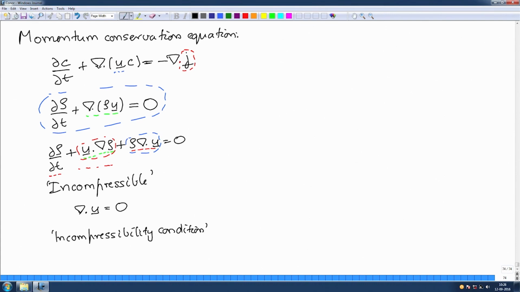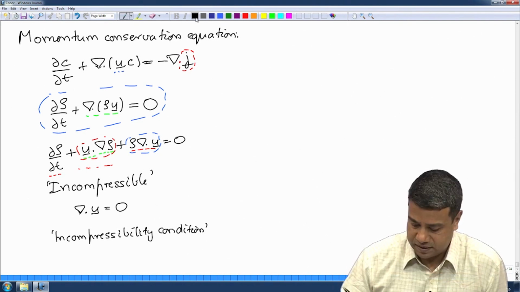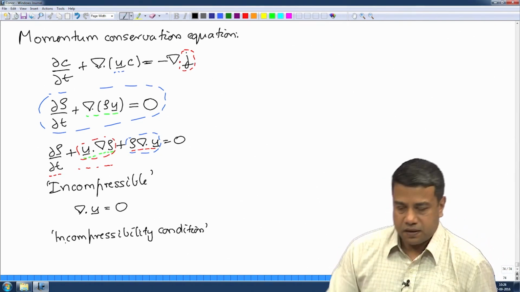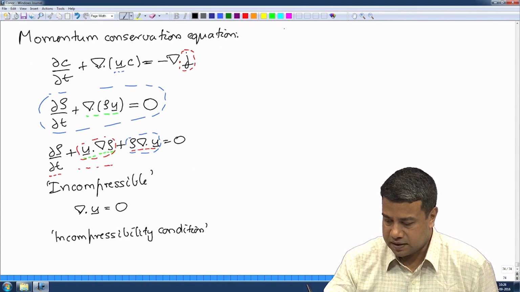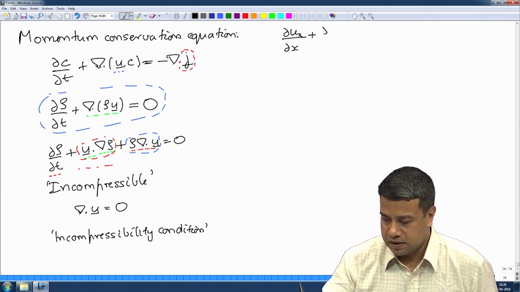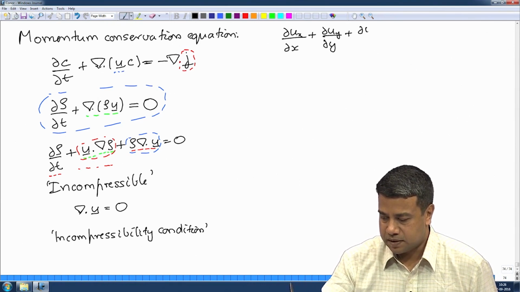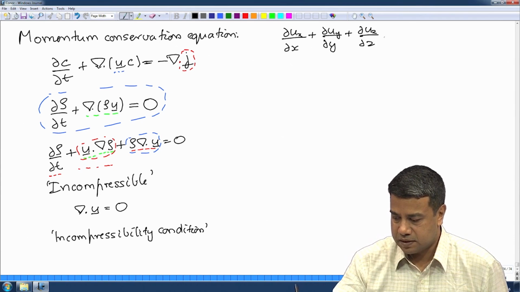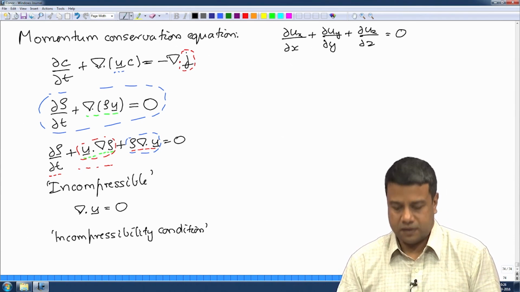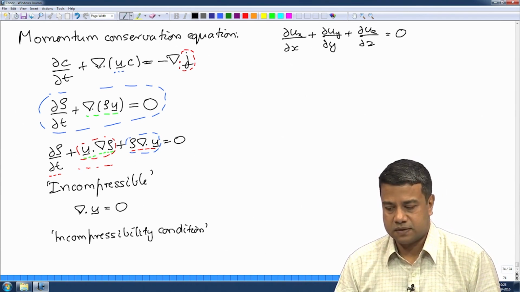In a Cartesian coordinate system, for example, you would write this as partial ux by partial x plus partial uy by partial y plus partial uz by partial z is equal to 0. Divergence of velocity is equal to 0.